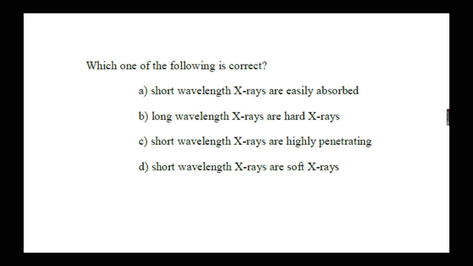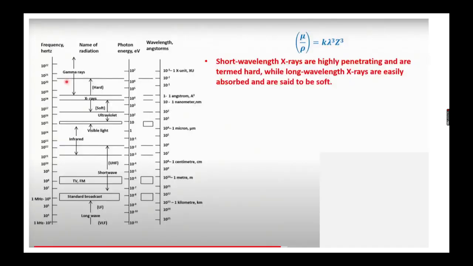Okay, so it is asking which of the following is correct. Short wavelength X-rays are easily absorbed. Long wavelength X-rays are hard X-rays. Short wavelength X-rays are highly penetrating. Short wavelength X-rays are soft. So short wavelength X-rays are highly penetrating and are termed hard. While long wavelength X-rays are easily absorbed and are said to be soft.